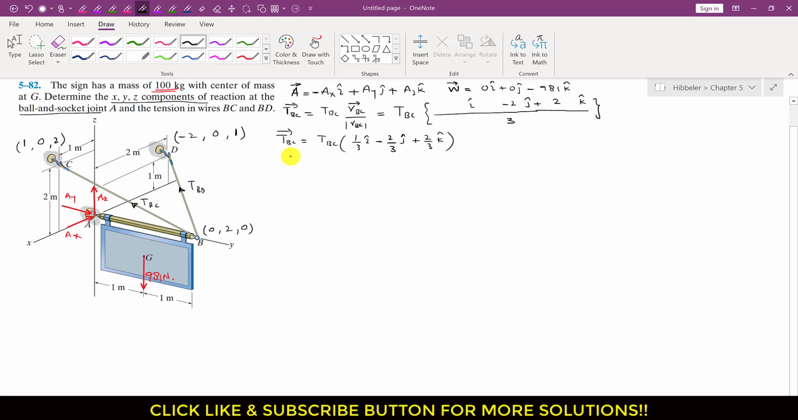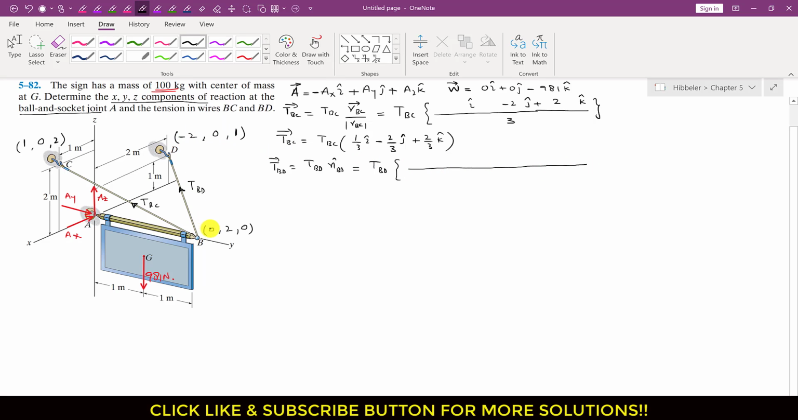Now I will find the TBD vector in the same way, right? So I will write TBD, and then we will have the TBD magnitude, and then the unit vector along BD. The unit vector along BD will be RBD divided by the magnitude of that position vector, right? And now what we will do is subtract the corresponding coordinates of B from D, right?